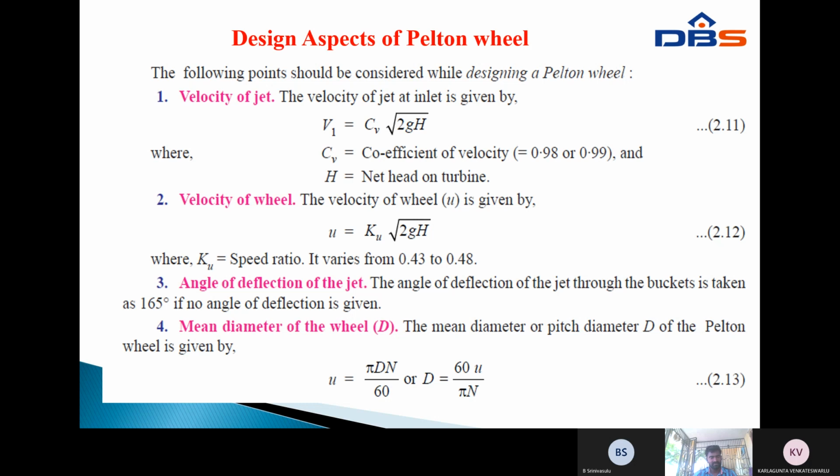Next, angle of deflection of the jet. The angle of deflection of the jet through the buckets is taken as 165 degrees if no angle of deflection is given. Next, the mean diameter of the wheel D. The mean diameter or pitch diameter D of the Pelton wheel is given by U equal to pi DN by 60. Therefore, D equal to 60U by pi N.